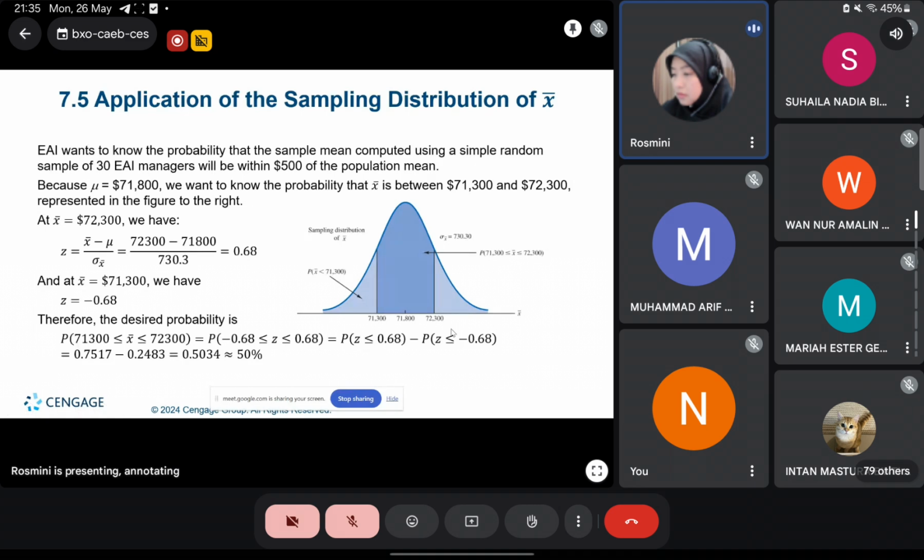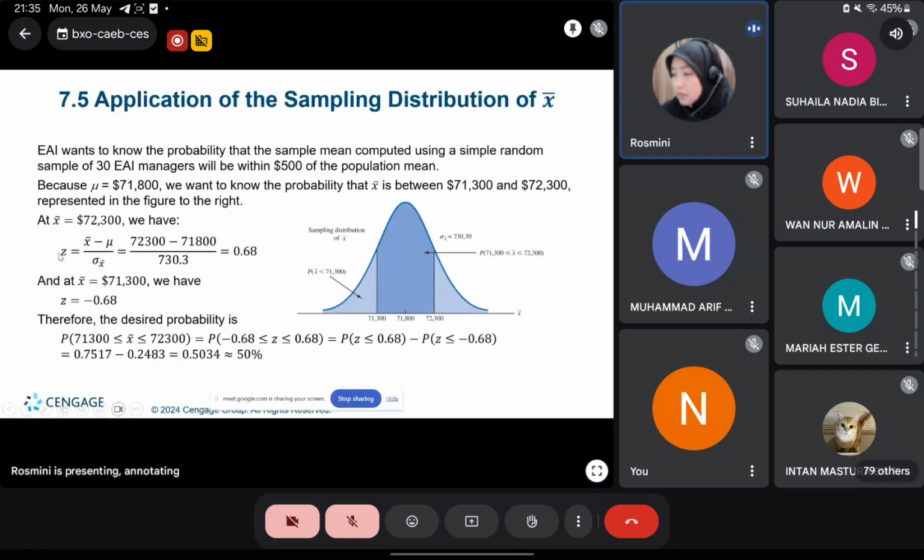What is the probability that when we take the salaries of 30 managers, their average will be within this range, within plus or minus 500 of the population mean? So how do we do it?